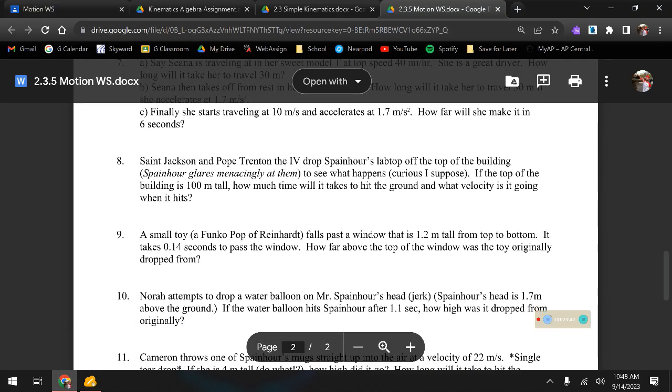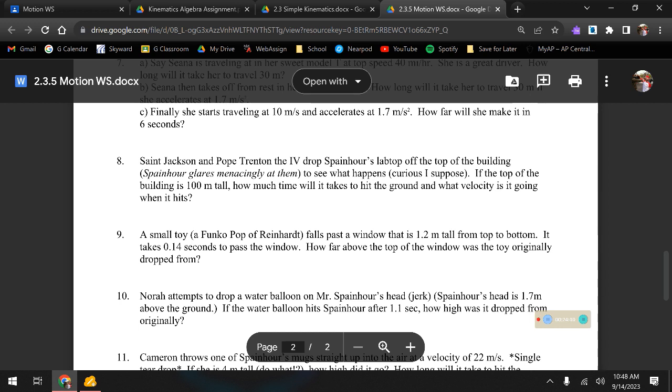St. Jackson and Pope Trenton IV dropped Spainower's laptop off of a building. Spainower glares at them menacingly. Is that menacing? Probably not. All right. I guess they're just curious to see what happens. The top of the building is 100 meters tall. That is a stupid tall building, by the way. Well, in terms of St. Louis, I guess not in terms of like New York. It's like 30 floors tall. Okay, it's decent. All right.